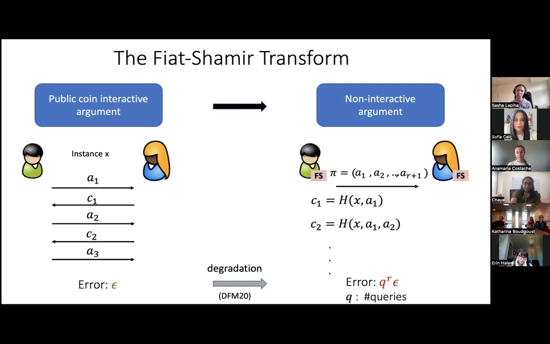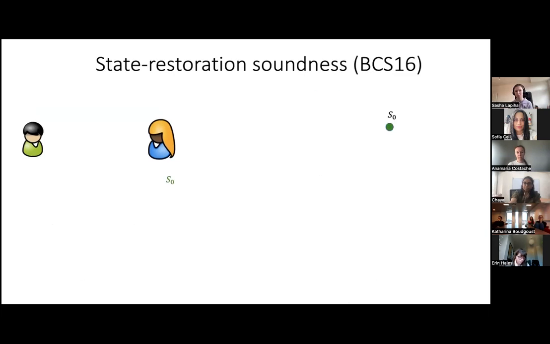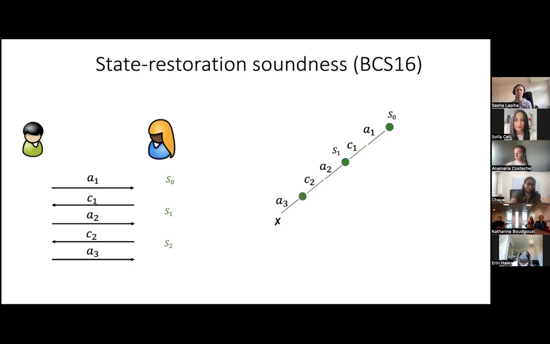Here we need a definition that captures this extra power that the non-interactive prover has, which is captured in a notion called state restoration soundness. It captures exactly what we saw, which is the ability of the prover to restore the verifier to a previous state if it does not like a certain challenge. What happens in state restoration soundness is the following. The prover starts sending the messages, and the S's are the states of the verifier. The verifier is in state S0 before sending the first challenge. It's in state S1 after sending the first challenge, and so on.